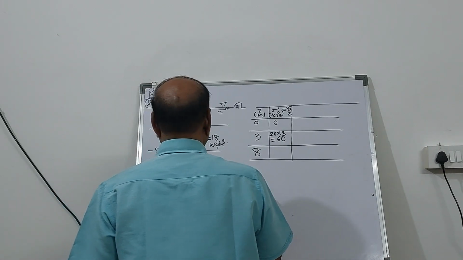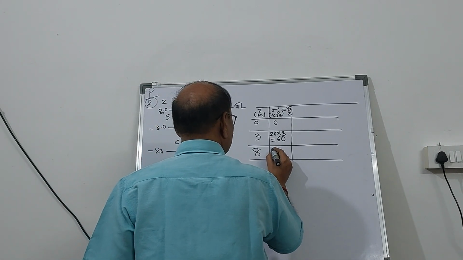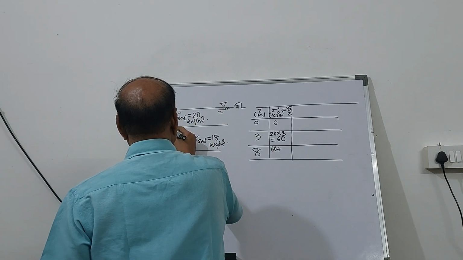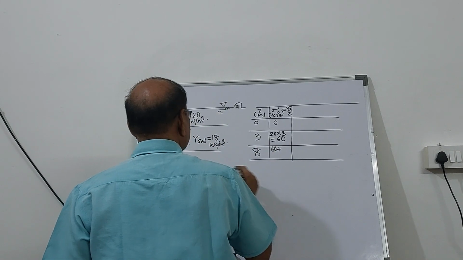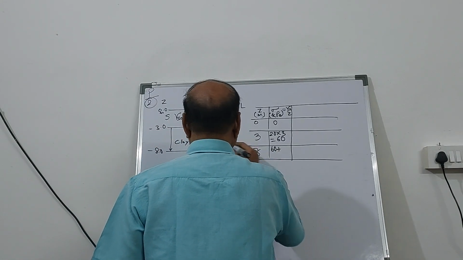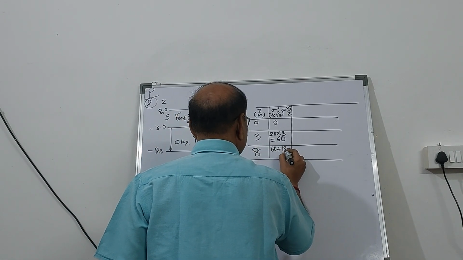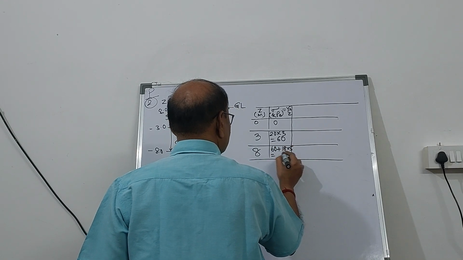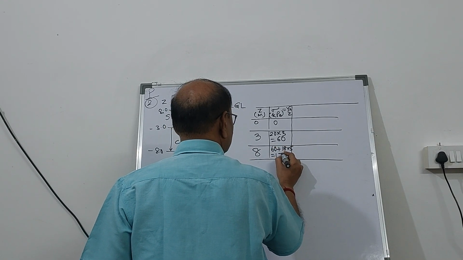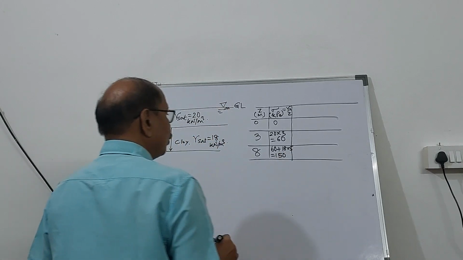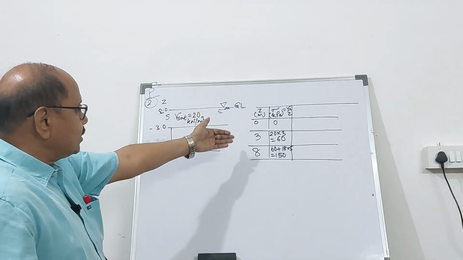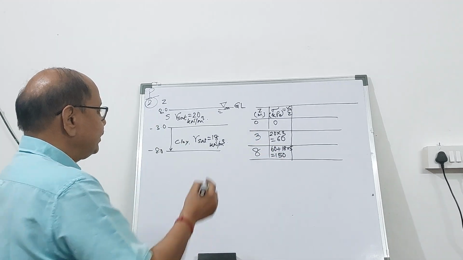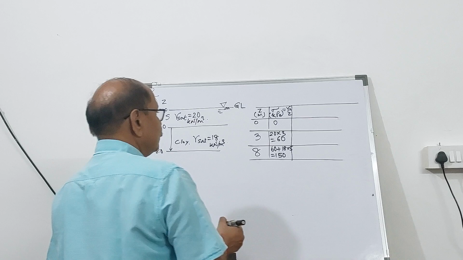And at 8 meter, it is going to be 60 plus. This difference is going to be 5 meter. So 5 into 18, or 18 into 5, is 90. So 90 plus 60 becomes 150 kilopascal. So total stress is 0, then 60, then 150. So very easily we can plot it also.